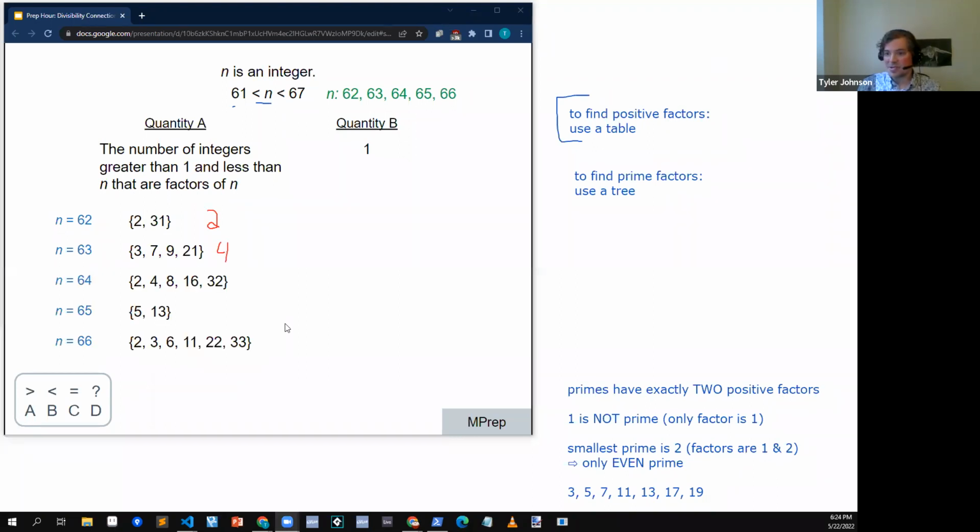And if I keep going through this, no matter what we do, all of these numbers are not prime. So I'm always going to get factors other than 1 and other than n itself for all the possible values of n. Which is all to say, quantity A must be bigger than quantity B. I always get more than 1 factor for quantity A over here.